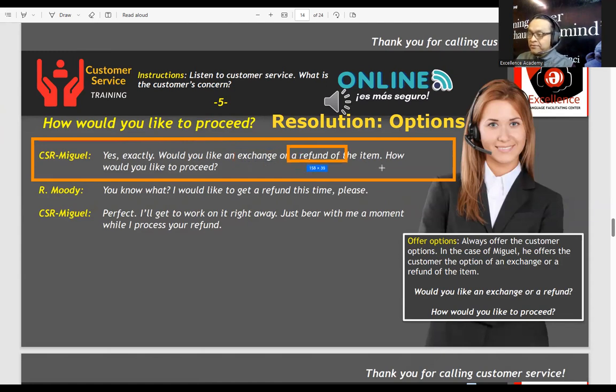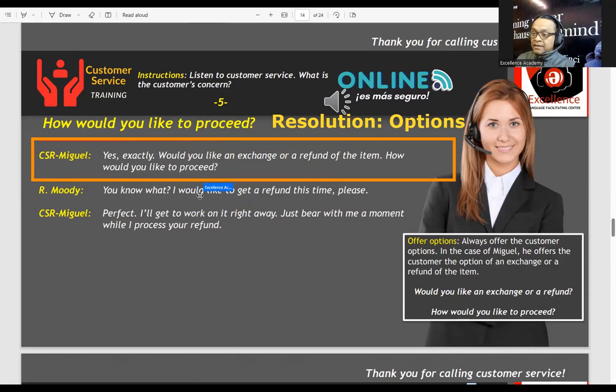So here, a refund. Obviously here, if it's lost, we can't offer the exchange, so we have to go to the refund. That means that's going to be the only option that the customer is going to have. But nonetheless, the agent offered options here, just to be polite, I guess.